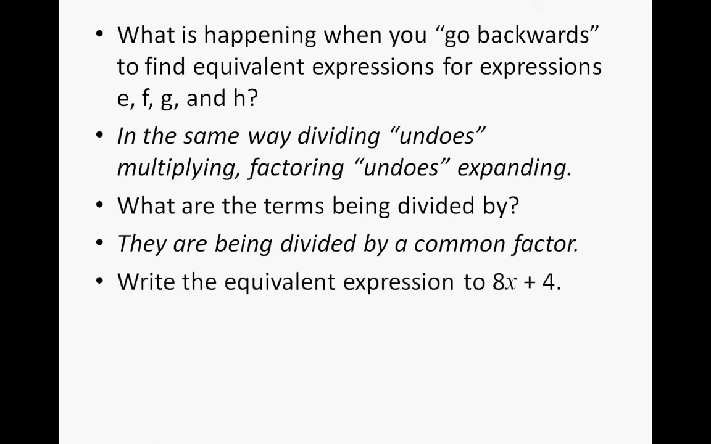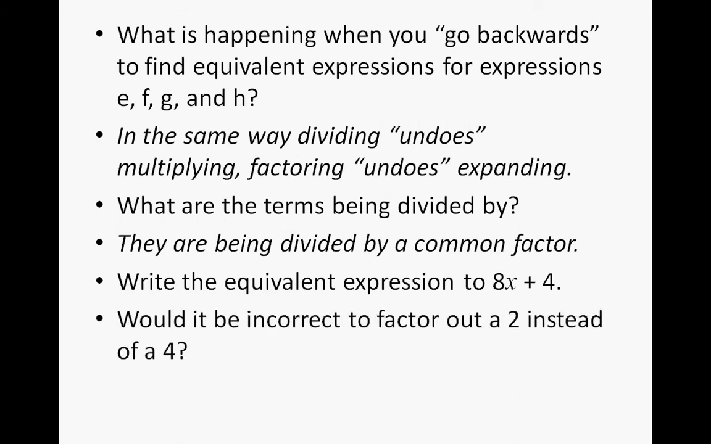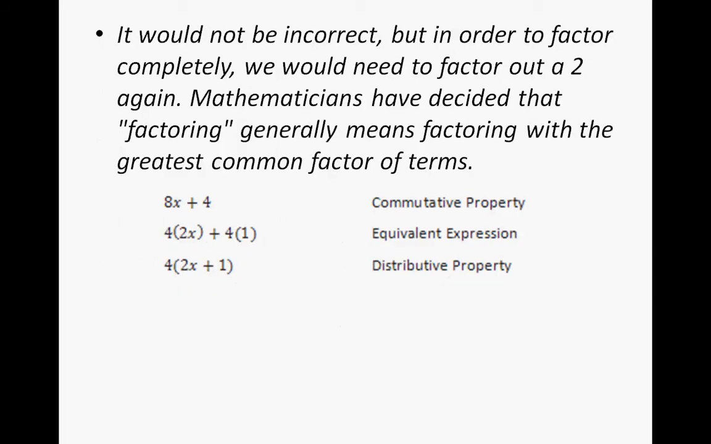So write the equivalent expression to 8 times x plus 4. Well, would it be incorrect to factor out a 2 instead of a 4? Well, it would not be incorrect, but in order to factor completely, we would need to factor out a 2 again. Mathematicians have decided that factoring generally means factoring with the greatest common factor of terms.